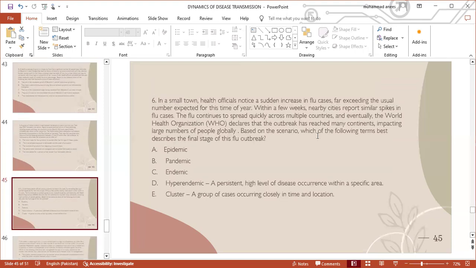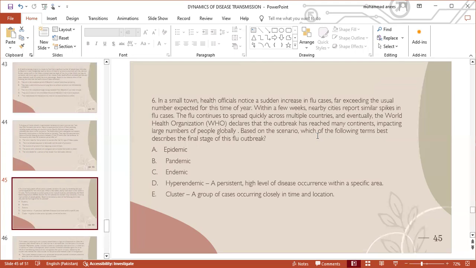6. In a small town, health officials noticed a sudden increase in flu cases, far exceeding the number of cases expected for this time of year. Within a few weeks, nearby cities report similar spikes in flu cases. The flu continues to spread quickly across multiple countries, and eventually the World Health Organization declares that the outbreak has reached many continents, impacting a large number of people globally.